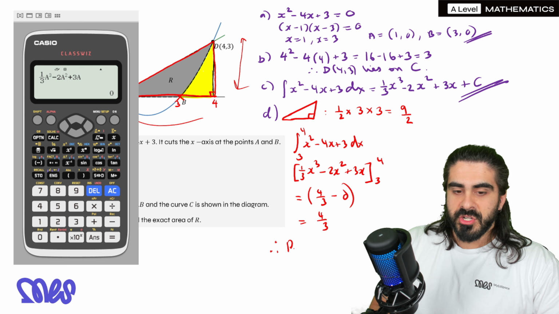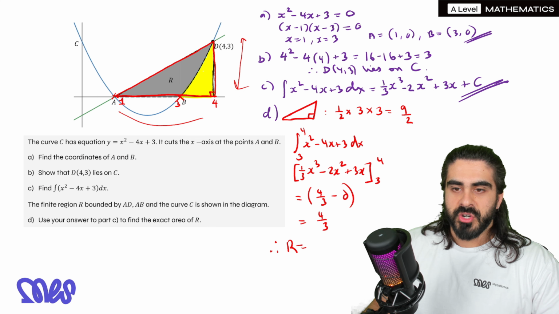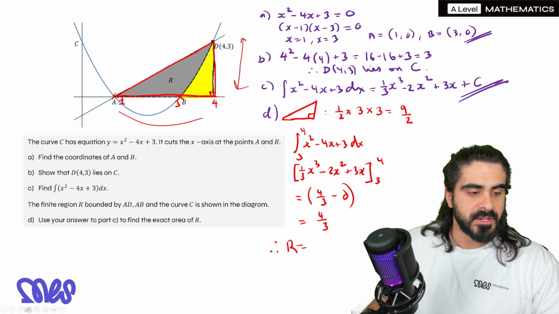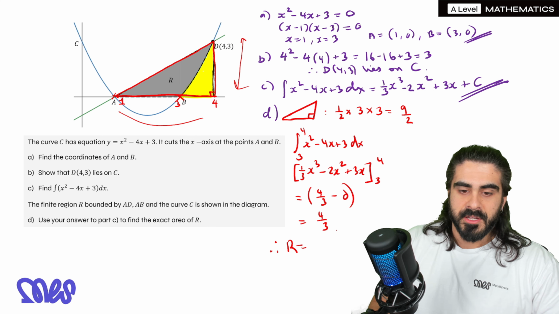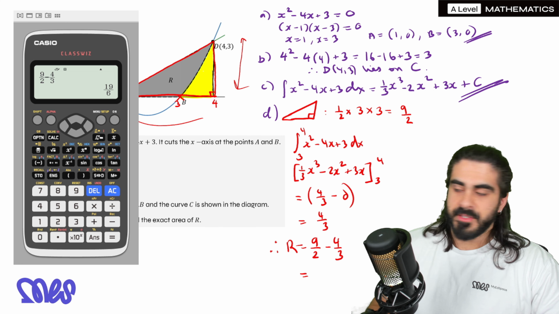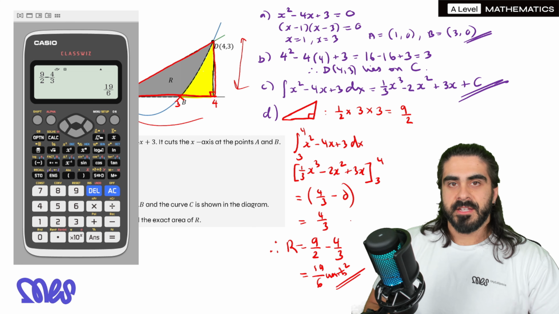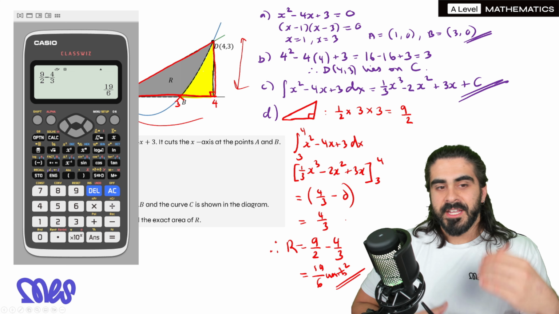Therefore, the region R, remember what we said, the region R is going to be the large triangle, 9 over 2, minus 4/3. So 9 over 2 minus 4/3. It's 19 over 6 units squared. And that's it. So guys, this concludes integration.